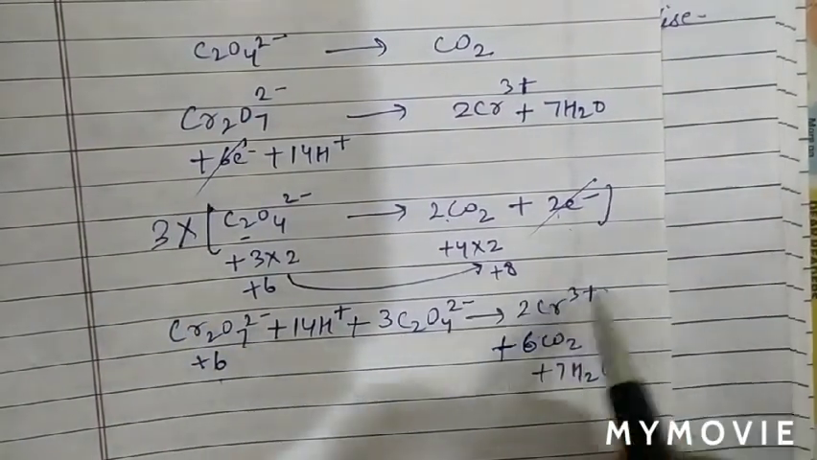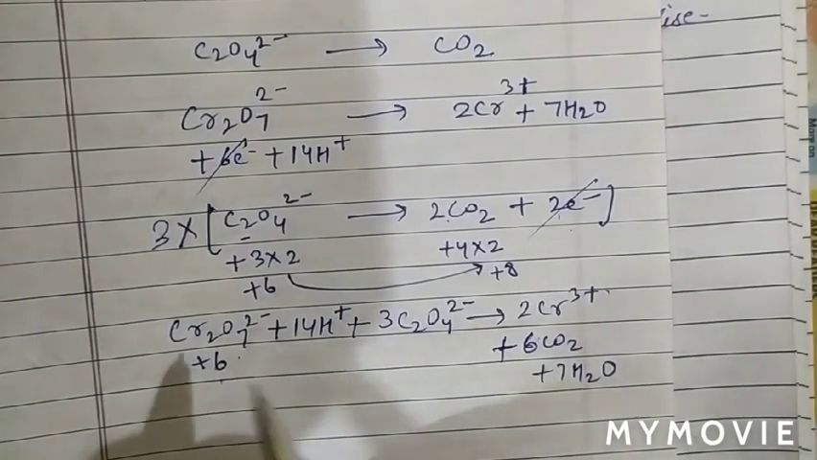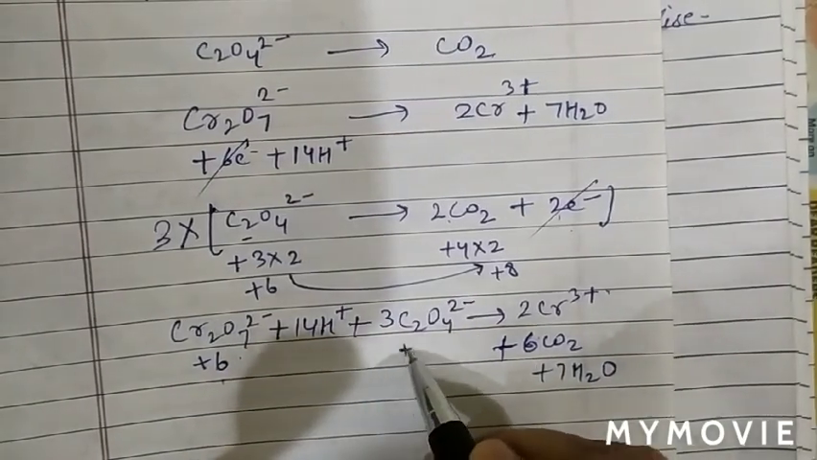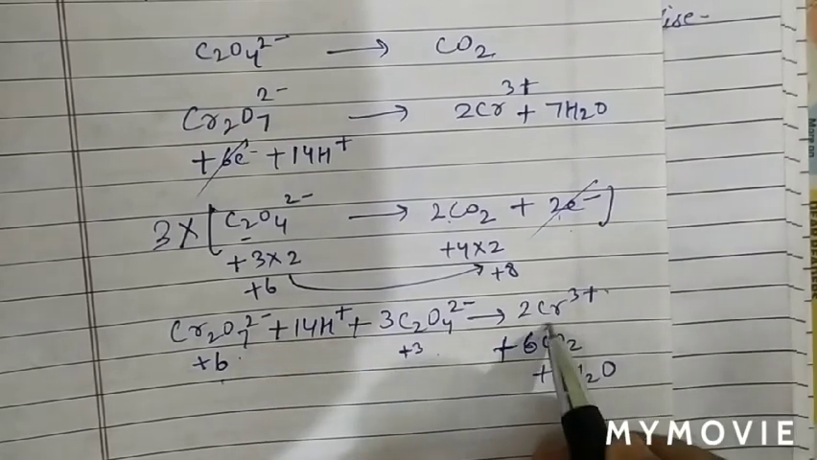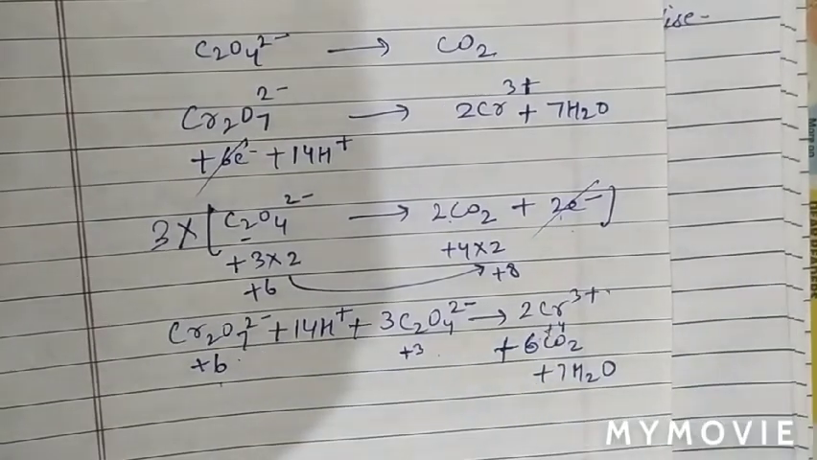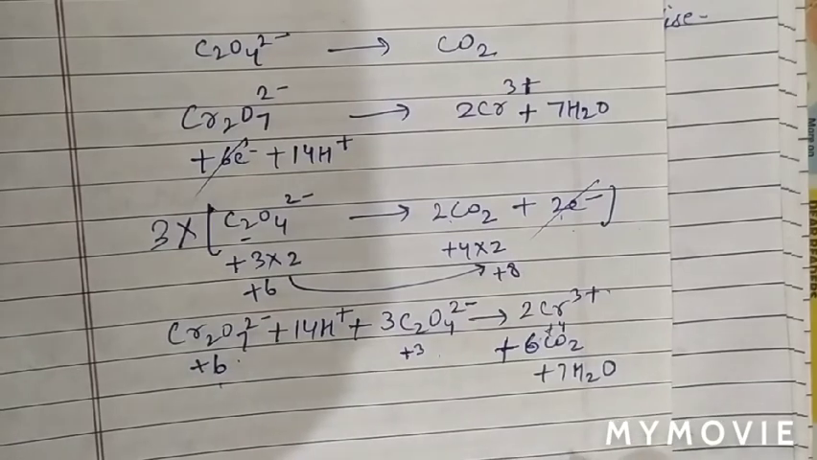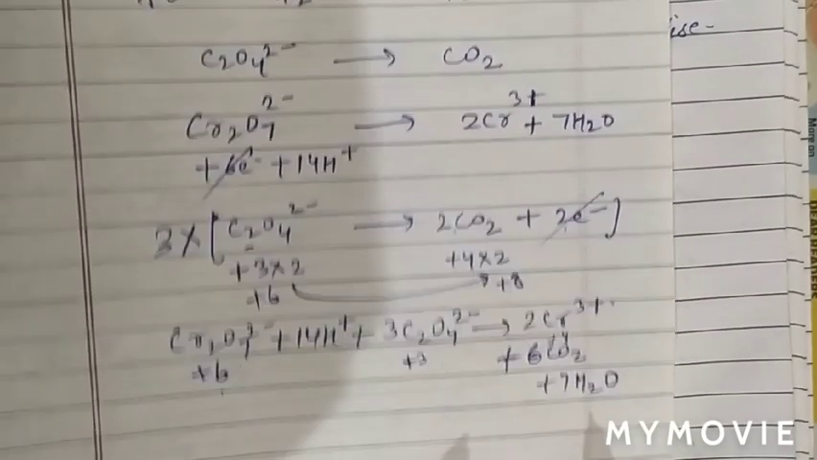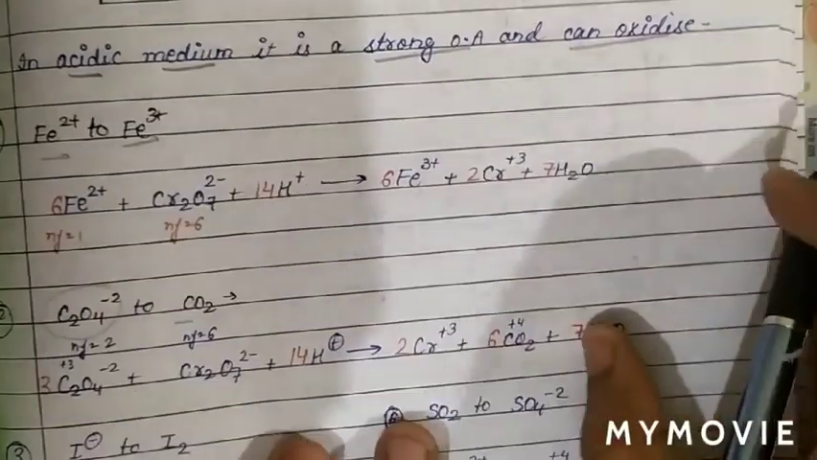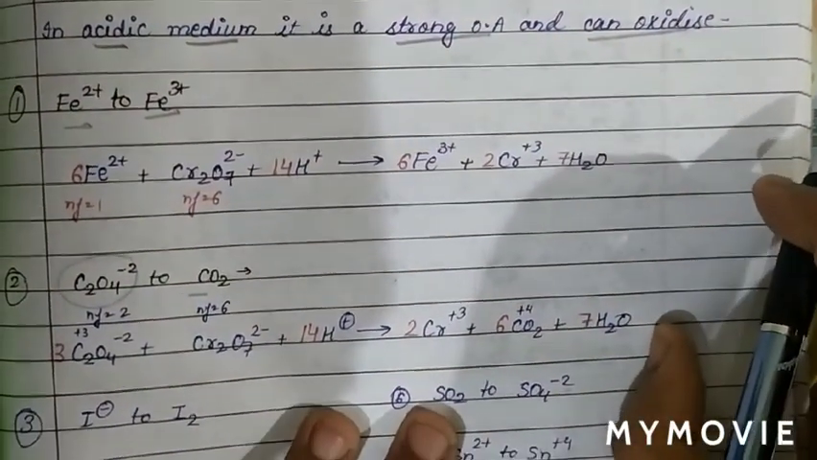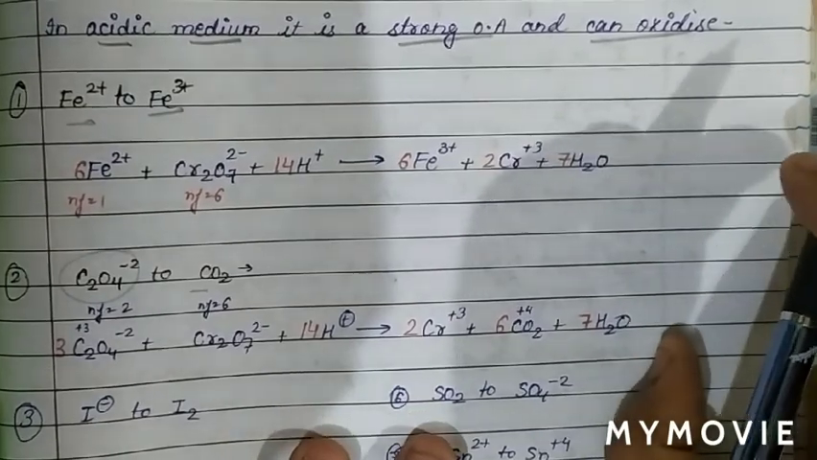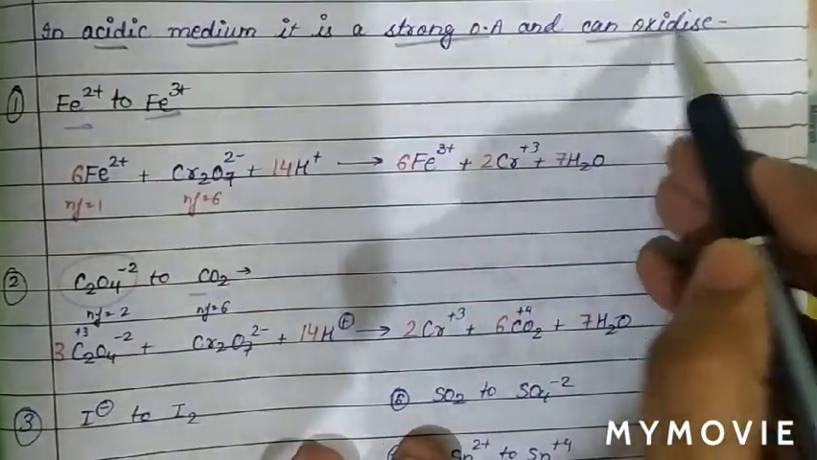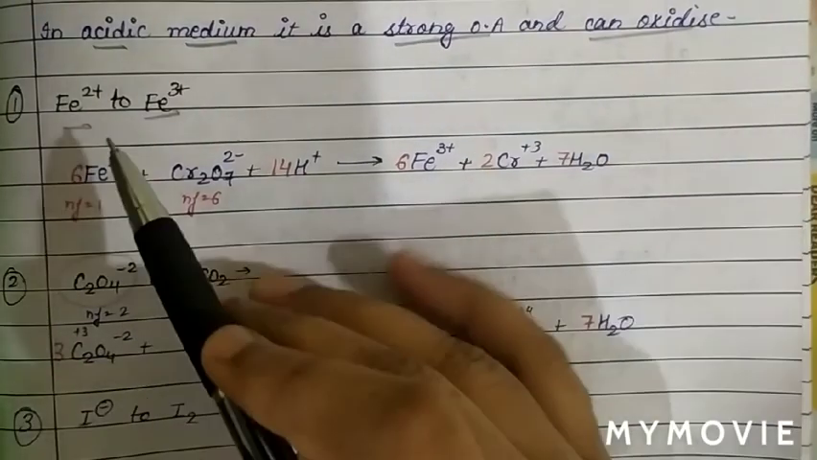Now we can see we have already balanced the reaction. So in acidic medium it is a strong oxidizing agent and oxidizes others, like Fe2 plus into Fe3 plus. Now to check the balanced equation, we may also check the charge: 6 to the 12 plus 12 minus 2 plus 12 and plus 14 plus 26 and minus 2 means plus 24. Now 6 times 3 is 18 and 6 is 24. So the charge is balanced. So the equation is correctly balanced.